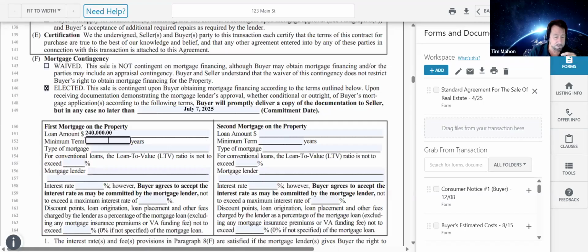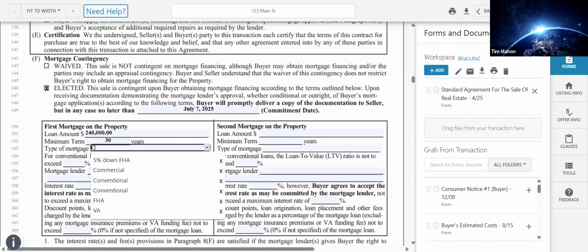The term is going to be 30 years. Typically, that's what's going to come back from the letter, unless it doesn't. I mean, every once in a while, you might get someone who says, I'm just doing a 15-year or 20. Well, if that's what the letter says on your pre-approval, then you put that in here. But typically, the buyer, especially a first time buyer, is always going to be that. In this case here, I know this is a conventional, so that's what goes in here. And it's conventional.